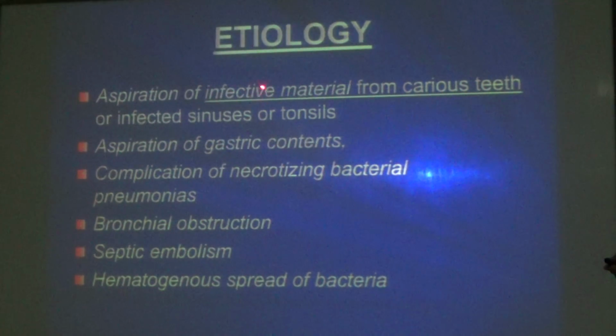Aspiration of the infective material from the caries tooth or the infected sinuses or the tonsils, aspiration of gastric contents, complication of necrotizing bacterial pneumonia, bronchial obstruction, septic embolism, hematogenous spread of bacteria. These all indicate infection from various places going to the lung, affecting one part of the lung, destruction of the lung, forming a cavity.